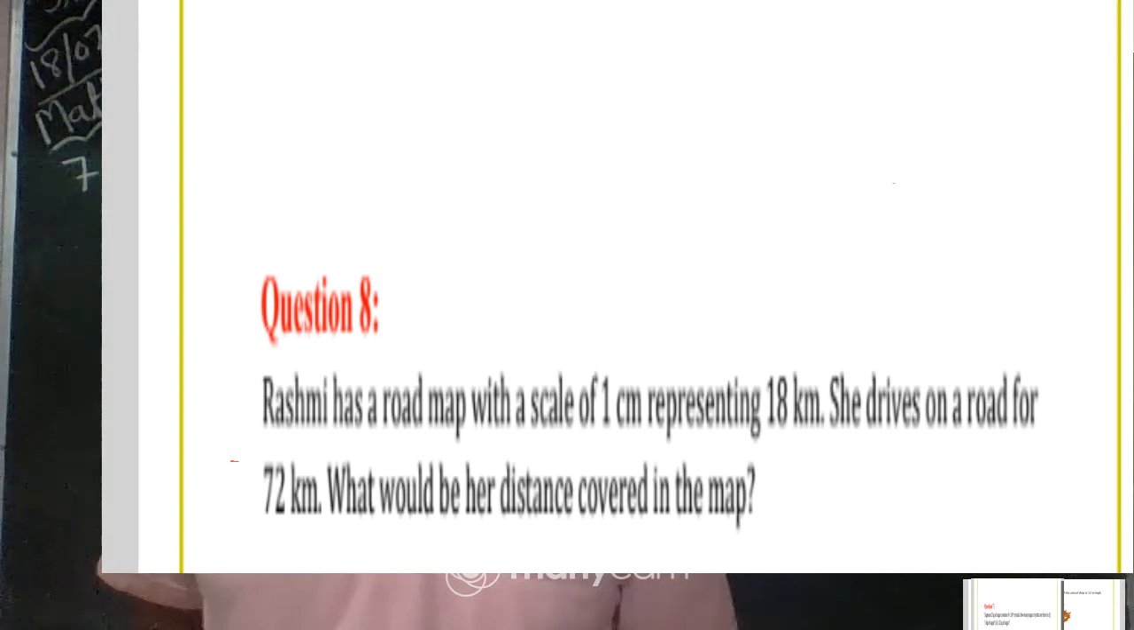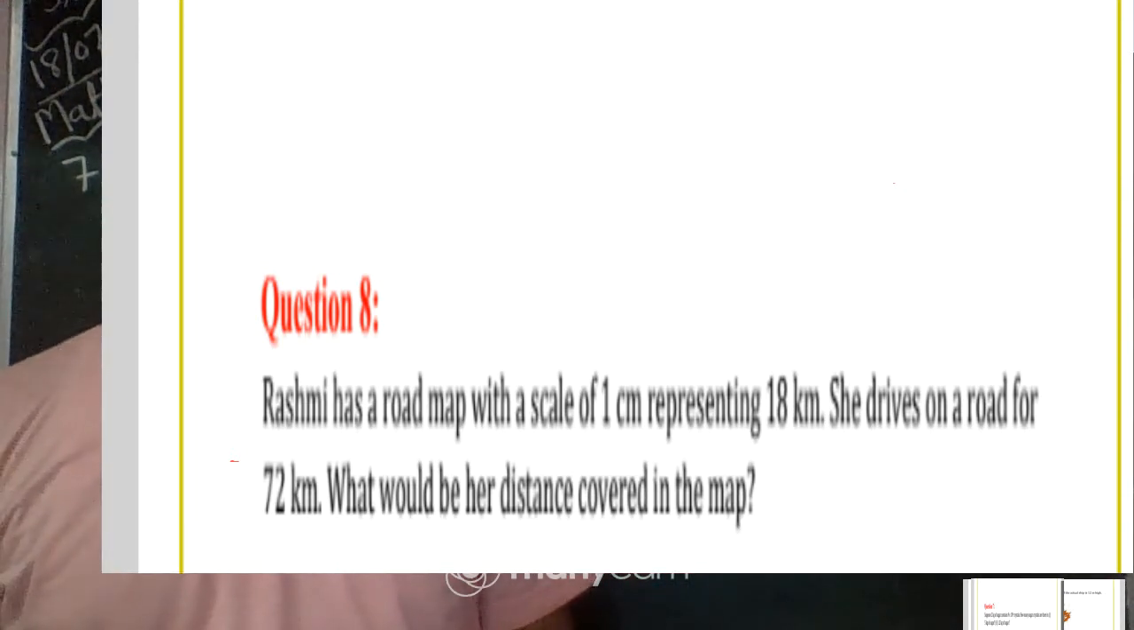Okay, so the actual distance is 72 kilometers. It means that our distance in the map is more than 1 centimeter, because you can see this condition is a direct proportion: when one quantity decreases then the other quantity also decreases. Okay, when one quantity increases then the other quantity also increases. So let's see how to solve this problem.